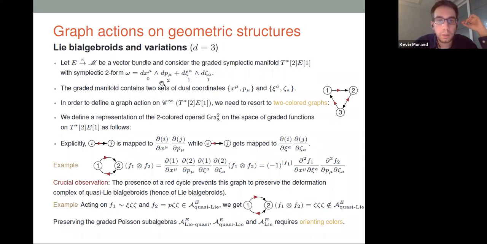So the idea is that since we have two sets of coordinates, then we need somehow two colors. The explicit construction is to map each arrow, where the arrows point in the same direction, to operators which act only on the x-p part. Whereas if the arrows are in the opposite direction, then it will act on the xi-zeta part. So this is the crux of the construction.